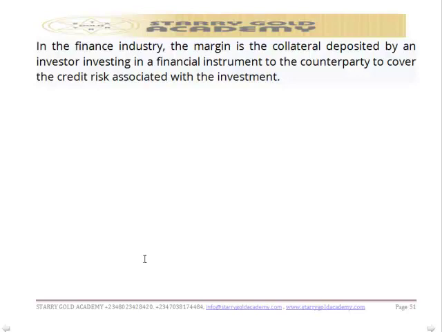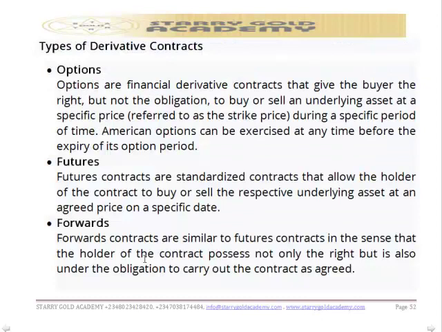Now, aside from that, there are types of derivative contracts we have. Derivative contracts can be classified into four types. The first one is option. Options are financial derivative contracts that give the buyer the right, please note it, the right but not the obligation to buy or sell the underlying asset at a specific price, which is known as the strike price, during a specific period of time.